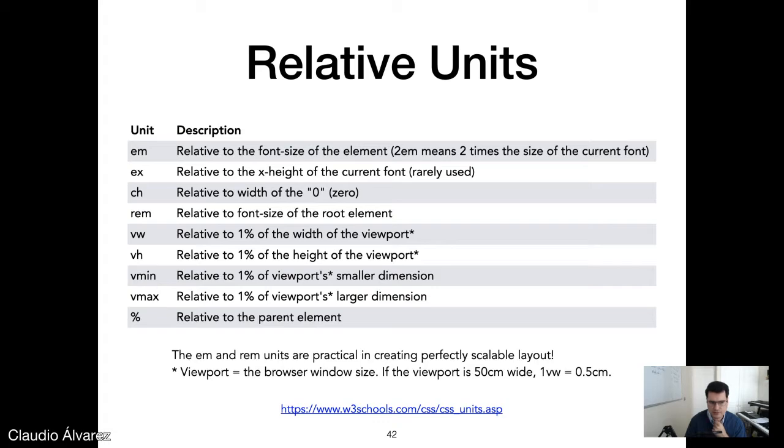So you got the VW relative to 1% of the width of the viewport. The viewport is what the user actually sees, is the browser window size. If the viewport is 50 centimeters wide, then 1 VW is 0.5 centimeters, because it's relative to 1%, always 1%. VW is for the width, VH is for the height, Vmin is for the 1% of viewport, smaller dimension, which can be the height or the width, depending on whether you're using a tablet or you're using a desktop computer, for instance. You got percentage, which is relative to a parent element as well, you know.